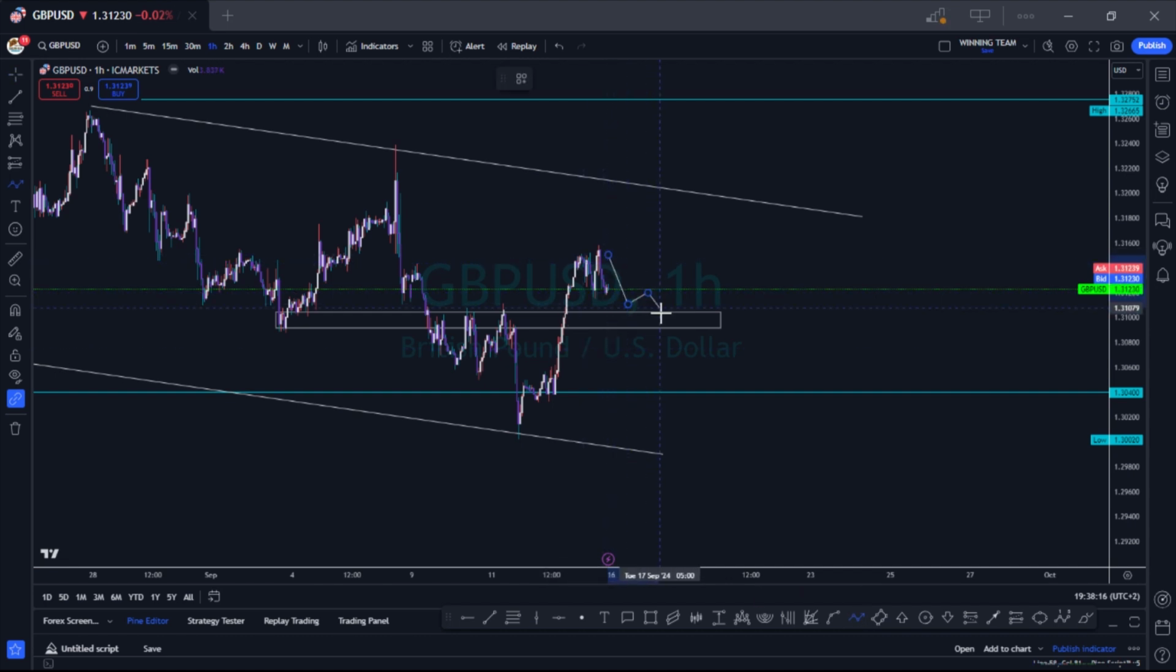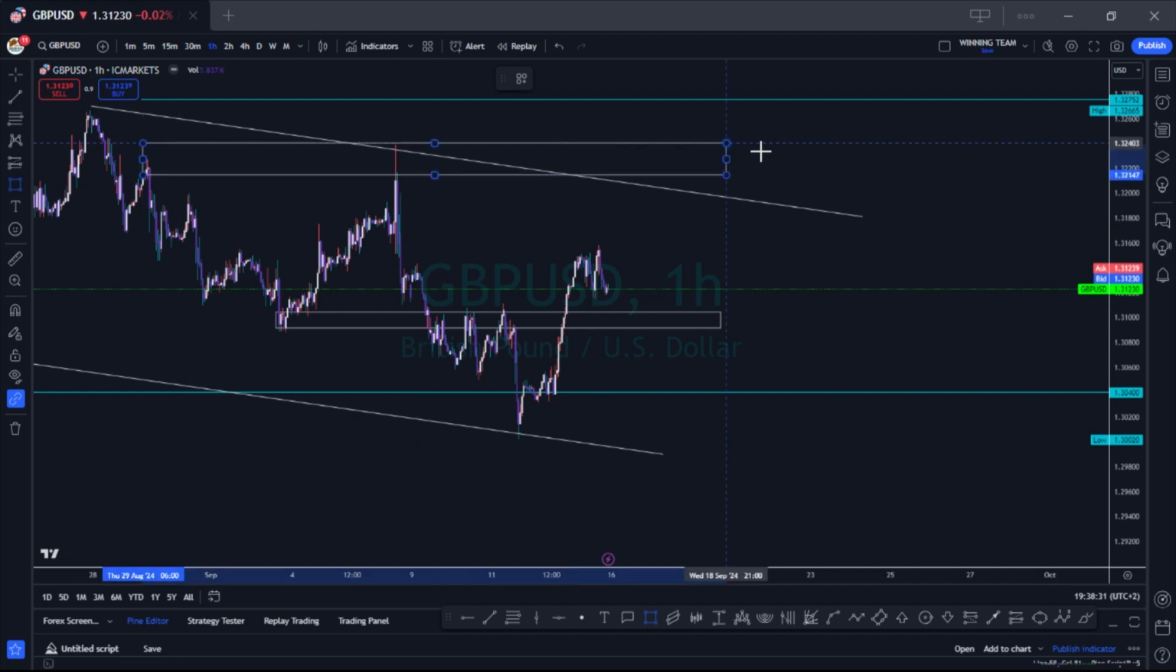Okay, and then we tap inside that structure, then we start pushing all the way outside to the upside. Okay, and then we can break all the way above there. But I believe that before we break there, we were gonna have the retest of this internal structure here.